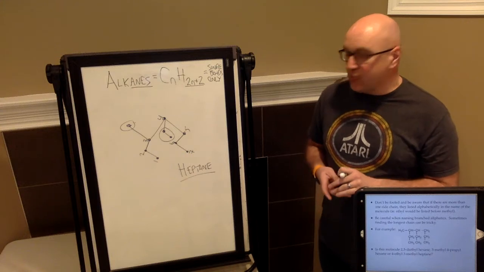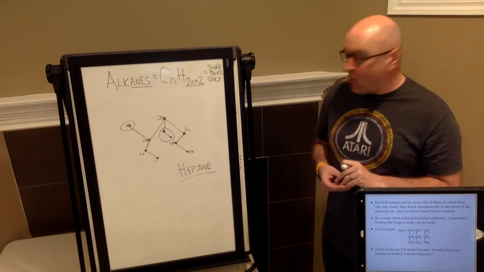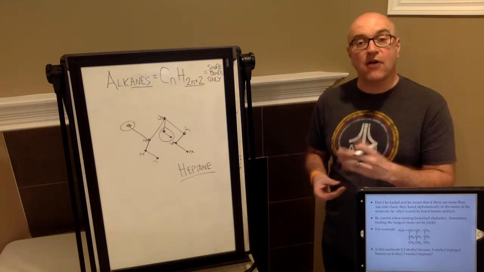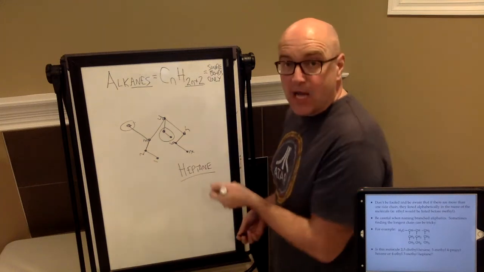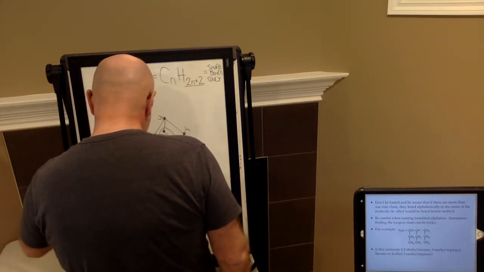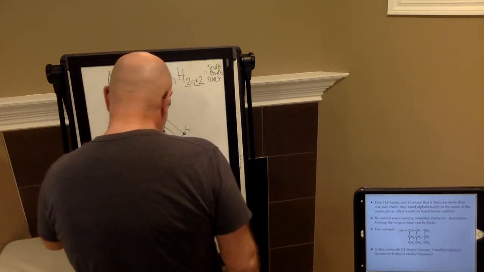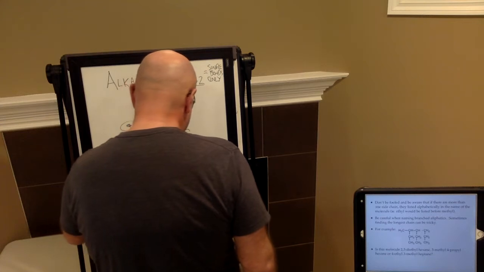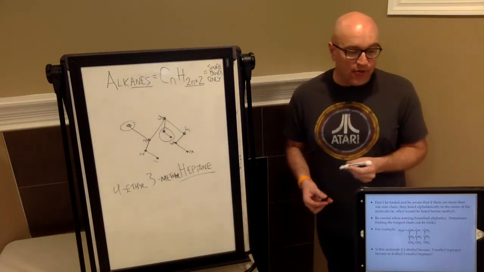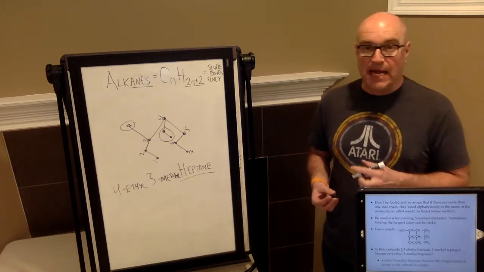So I could name it 3-methyl 4-ethyl, but remember the rule is the side chains are named alphabetically. So ethyl is going to come before methyl. So I'm going to put 4-ethyl 3-methyl. Okay, so that substance is going to be 4-ethyl 3-methyl heptane.